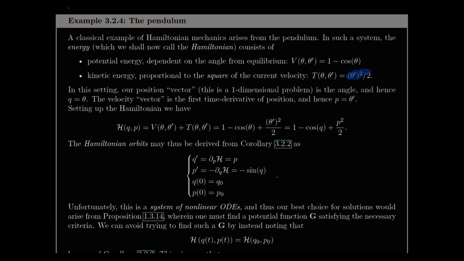Its kinetic energy is not changed at all. It's got some angular velocity, so that's going to be theta prime. And we're going to do velocity squared over 2. Recall that the mass we can make to be 1. The gravity we can make to be 1. So mv squared over 2 is just going to be theta prime squared over 2.